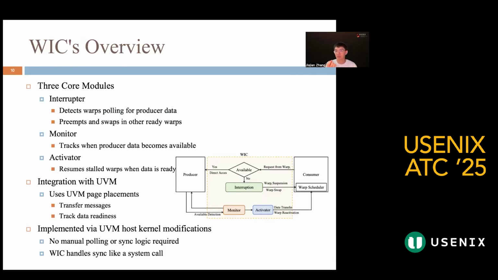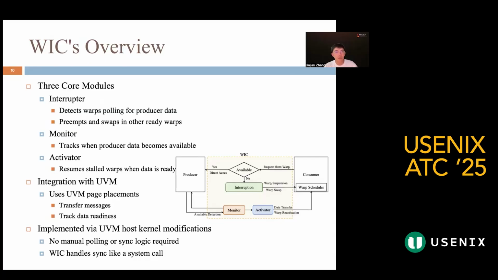Next comes the monitor. This module is constantly watching for the arrival of the producer data. It knows when the data becomes available and keeps the system informed. Then we have the activator. Once the producer's data is ready, the activator brings back the warp that was previously stored, just in time to consume the data without wasting cycles on repeated checks.